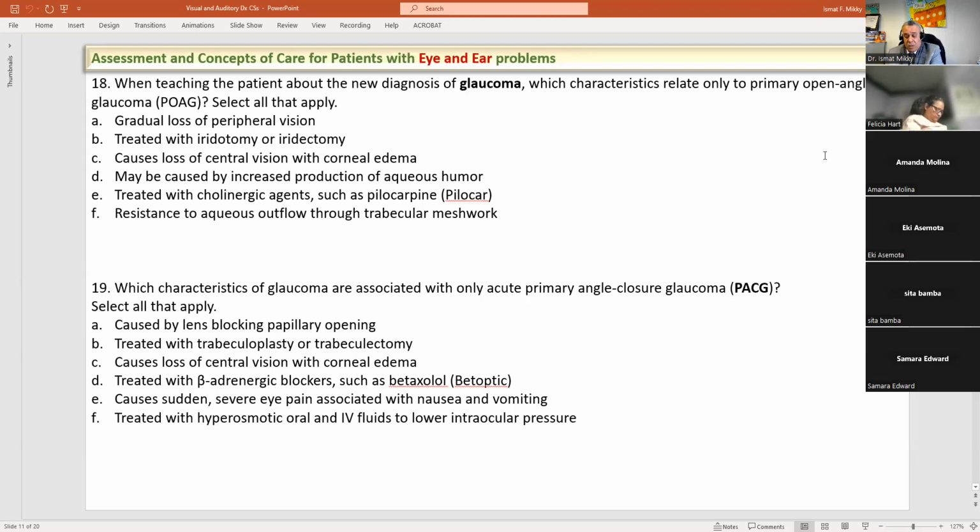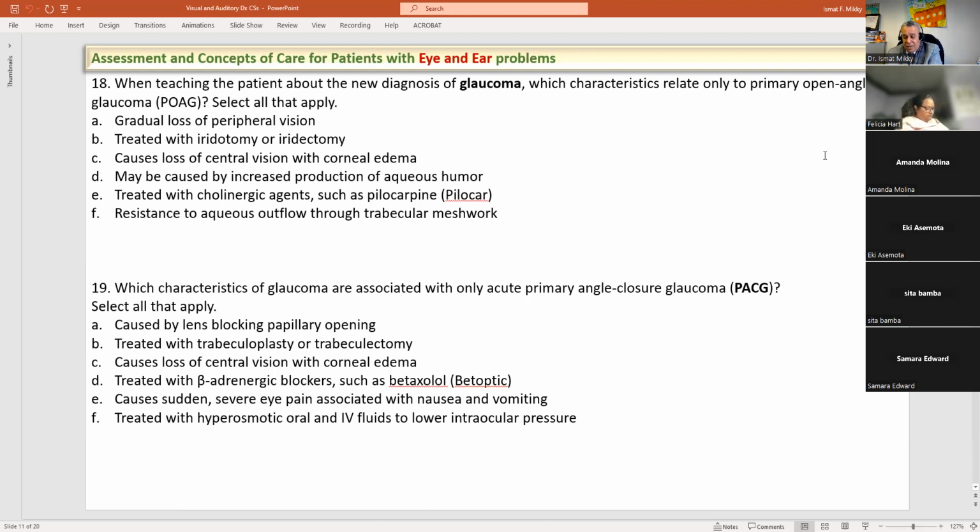19. This one is angle closure glaucoma. So it's very similar to the previous question, but 18 is open angle, and 19 is angle closure, so closed angle.